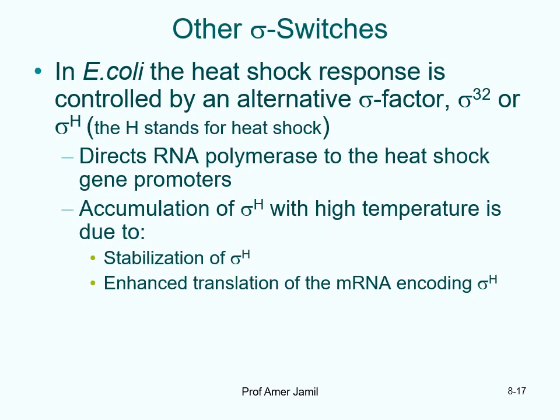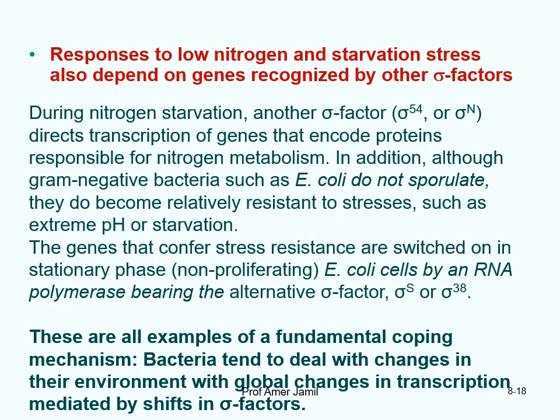Other sigma switches: the heat shock response is controlled by sigma 32, and this I have already discussed, and accumulation of sigma H with high temperature is due to stabilization of sigma H and enhanced translation of mRNA encoding sigma H, which is quite obvious. But for responses to low nitrogen, starvation stress and other stresses, there are other sigma factors, like during nitrogen starvation, sigma 54 or sigma N. It directs the transcription of genes that encode proteins responsible for nitrogen metabolism.